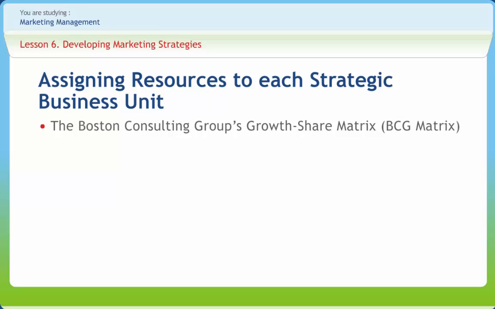If successful, a star will become a cash cow when its industry matures. Question mark or problem child is a business unit that has a small market share in a high growth market. These business units require resources to grow market share, but whether they will succeed and become stars is unknown.